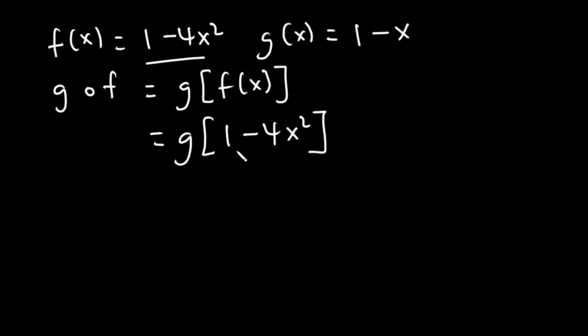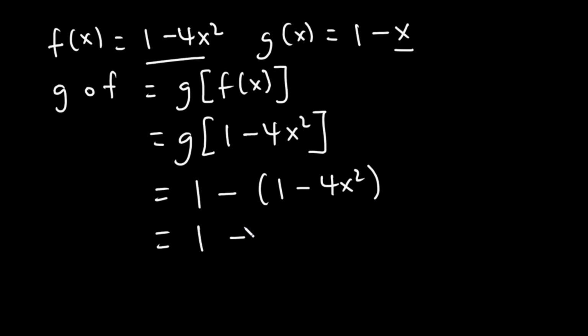Now, because we have 1 minus 4x squared inside g, we are going to replace x with 1 minus 4x squared. So it's going to be 1 minus (1 minus 4x squared). Negative 1 times 1 is negative 1, and then negative 1 times negative 4x squared is plus 4x squared. 1 minus 1 is 0, so g of f is 4x squared.